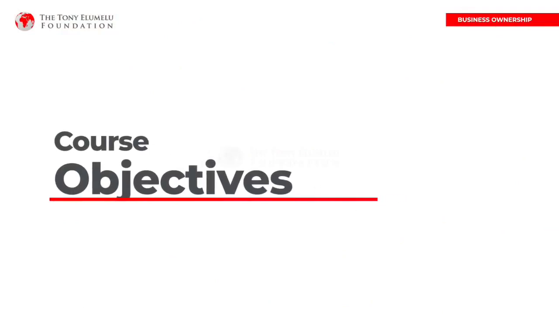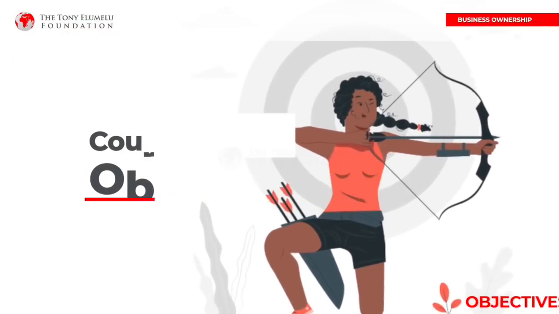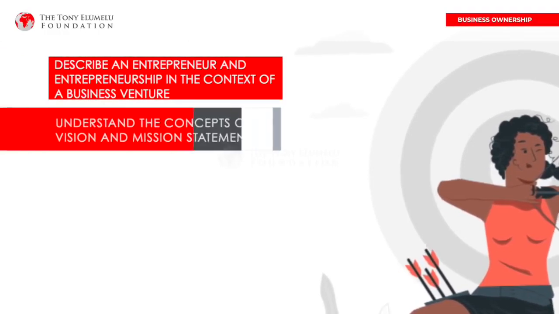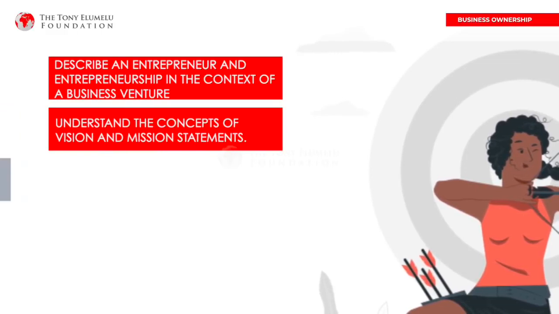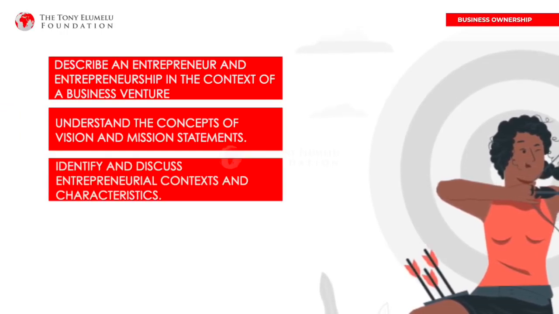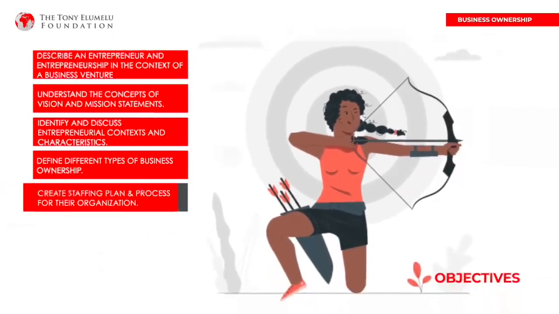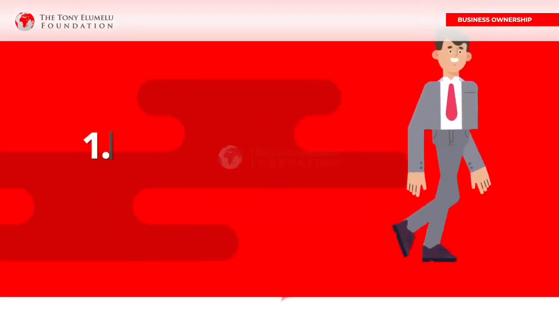Main objectives. At the end of the training, participants will be able to describe an entrepreneur and entrepreneurship in the context of a business venture, understand the concepts of vision and mission statements, identify and discuss entrepreneurial contexts and characteristics, define different types of business ownership, create staffing plan and process for their organization, and understand procurement process flow.